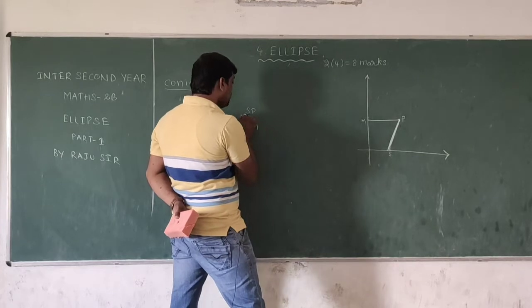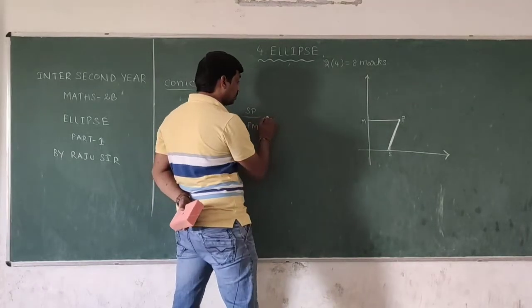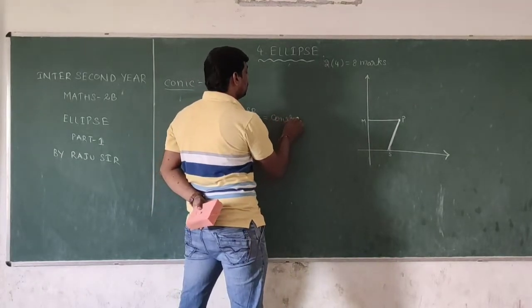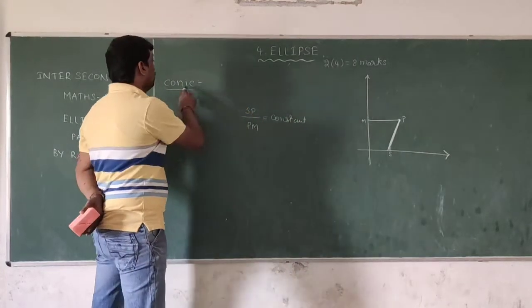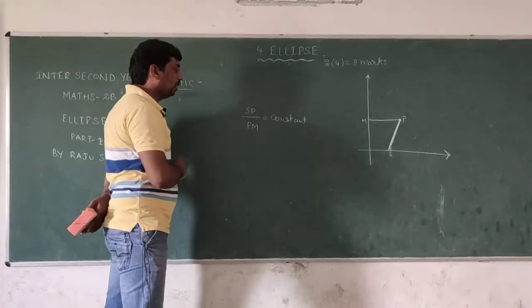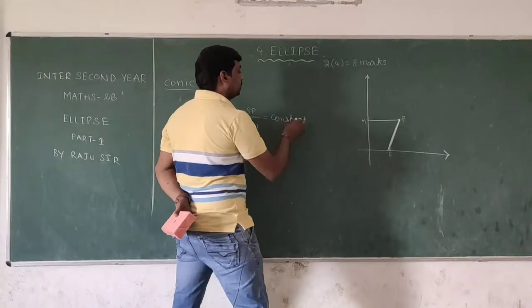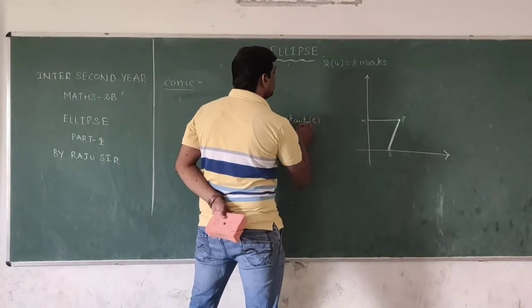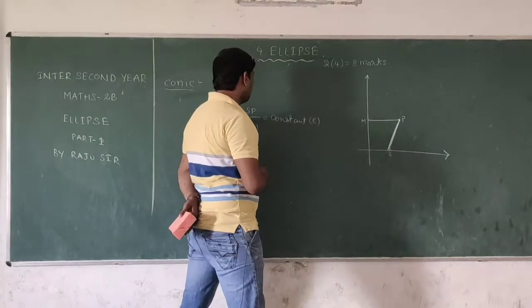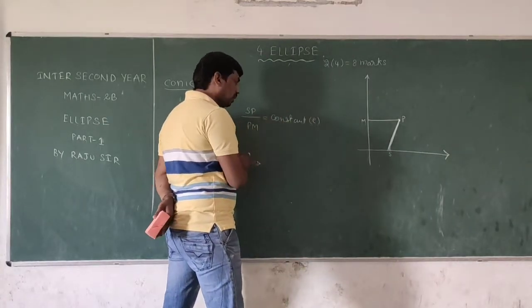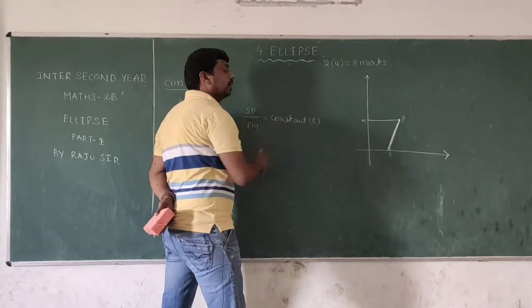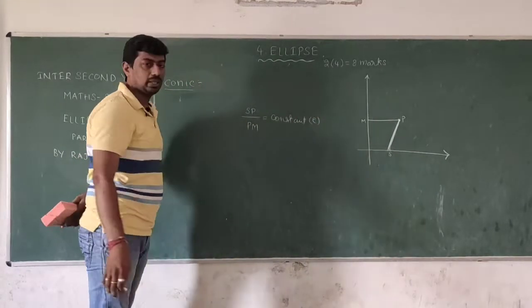The ratio of these distances is constant. Then the locus is called a conic. Okay. Here this constant we can take as E. Right. Now if SP by PM equals E, then the locus of point P is called a conic.